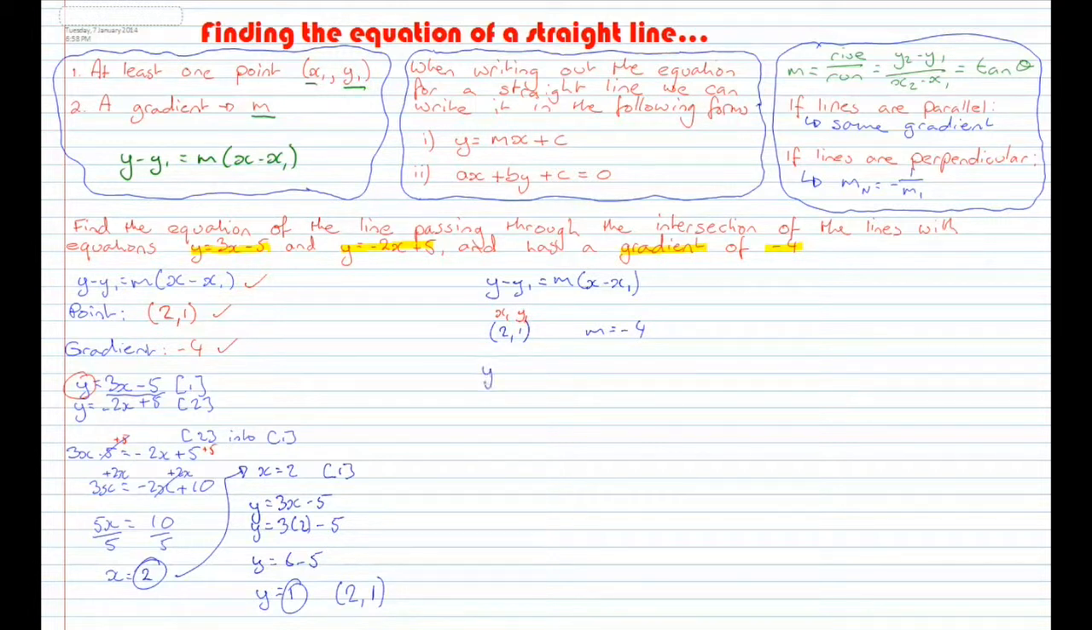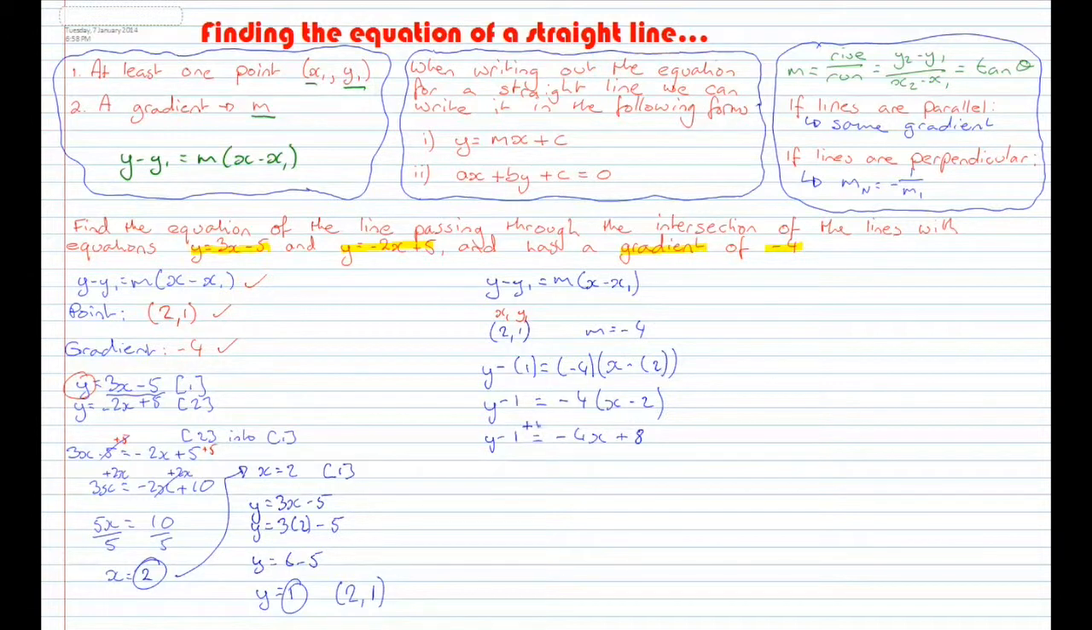So you get y minus y1 being 1 is equal to m being negative 4, x minus x1 being 2. So you get y minus 1 is equal to negative 4 times (x minus 2). So let's expand the brackets now, and we'll put it in the form y is equal to mx plus c first of all. So you get y minus 1 is equal to negative 4x plus 8.